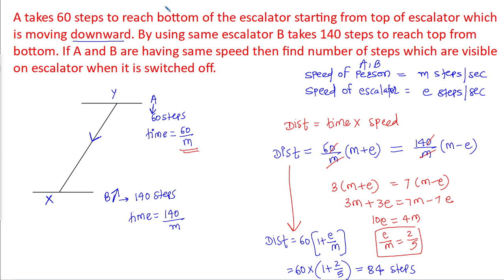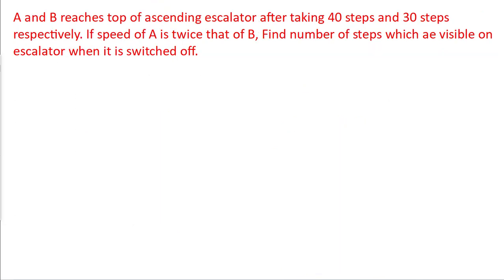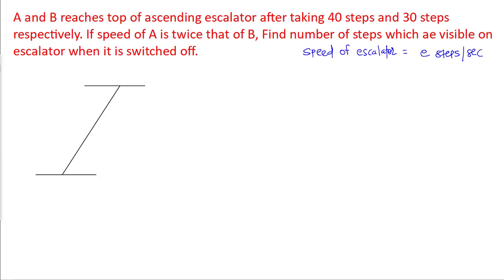Okay everyone, after this let's have a look at one more question. A and B reach the top of the ascending escalator after taking 40 steps and 30 steps respectively. If the speed of A is twice that of B, find the number of steps which are visible on the escalator when it is switched off. Let's understand this question first of all. Over here the speed of A is twice that of B. So let's say the speed of B is m steps per second. So the speed of A becomes 2m steps per second.